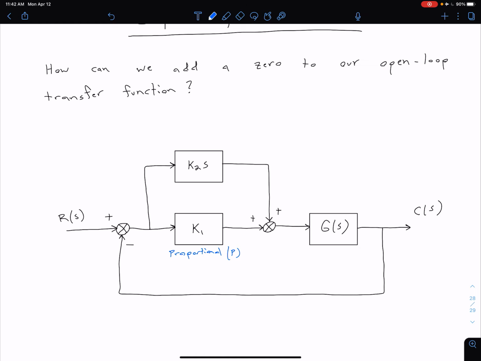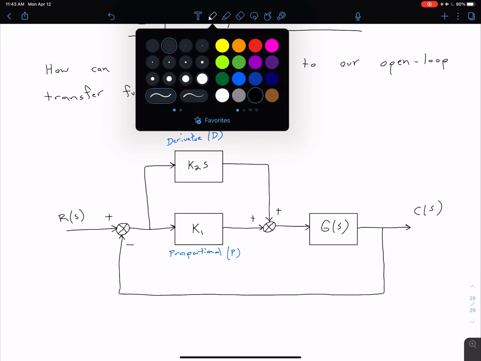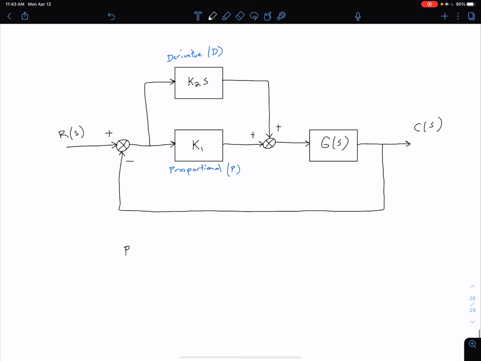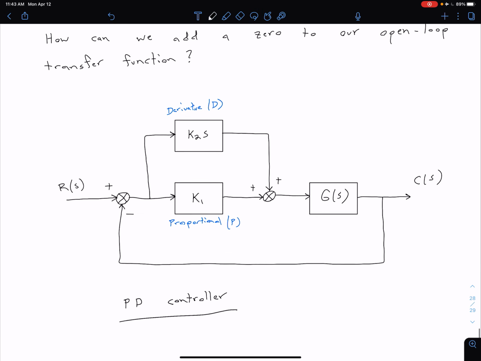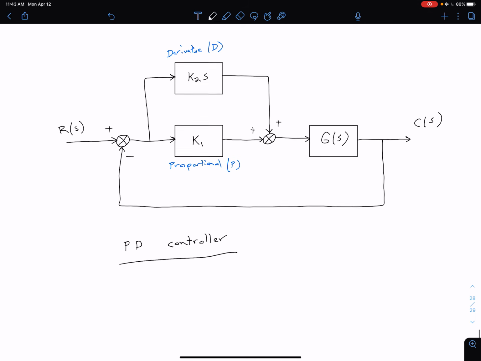And so recall that multiplying by S in the frequency domain is analogous to taking the derivative in our time domain. So this is going to be the derivative block, or D, so it's passing the derivative of our error signal forward. Hence where we get the name a PD controller. Now, how do we figure out exactly where that 0 is based on our gains K1 and K2?